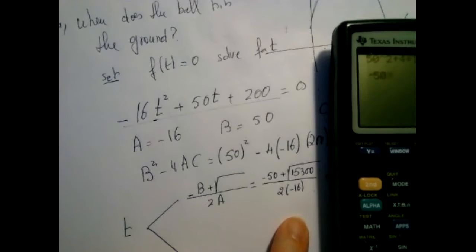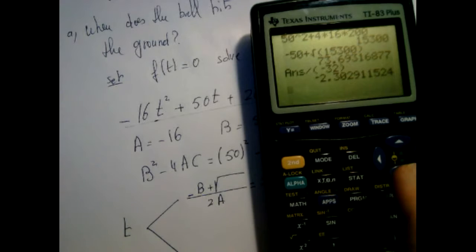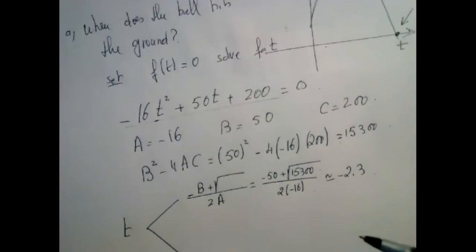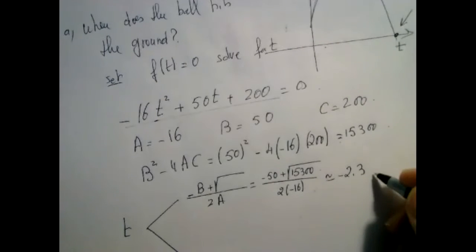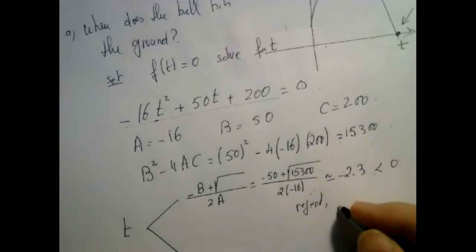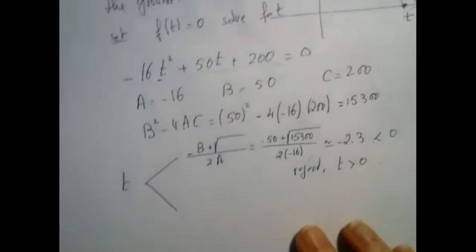So it's minus 50 plus the square root of 115,300, that's the numerator. I need to divide it by minus 32. I'm getting minus 2.3. But t is time. So minus 2.3, that's a negative number, but we have to reject it because t represents time in this case, and t is positive. So I need to find the other one.